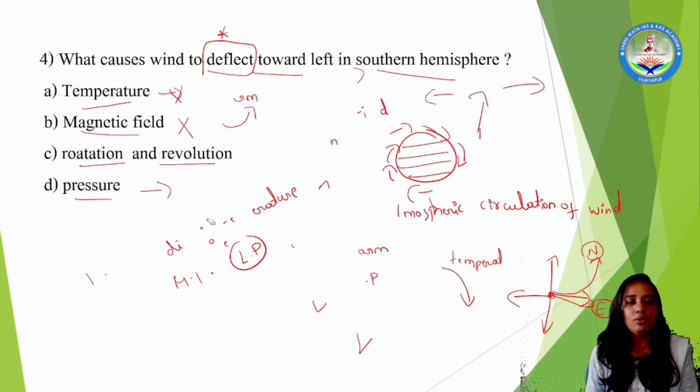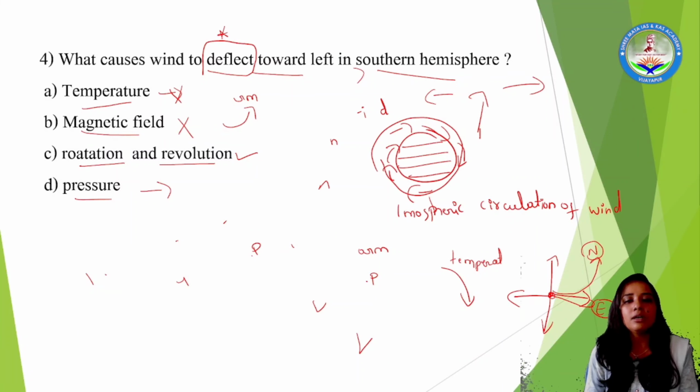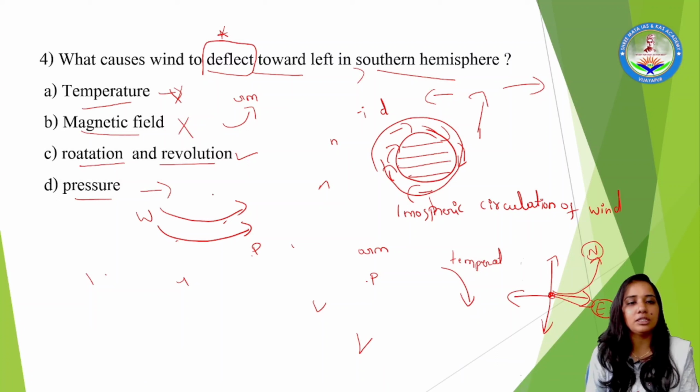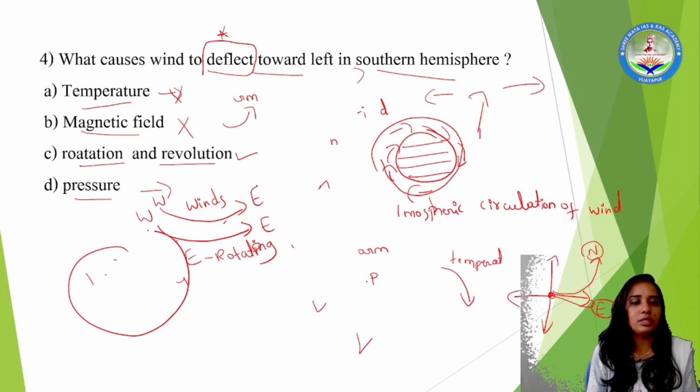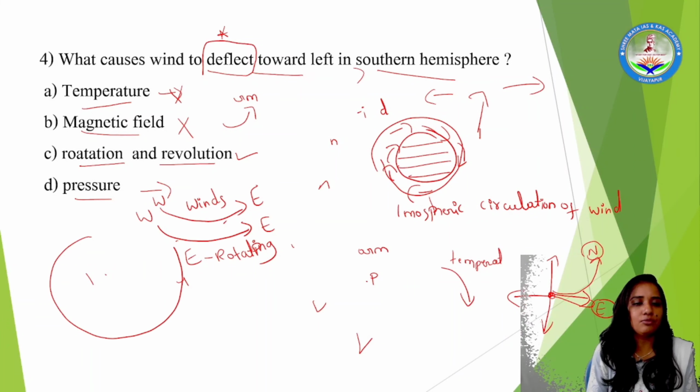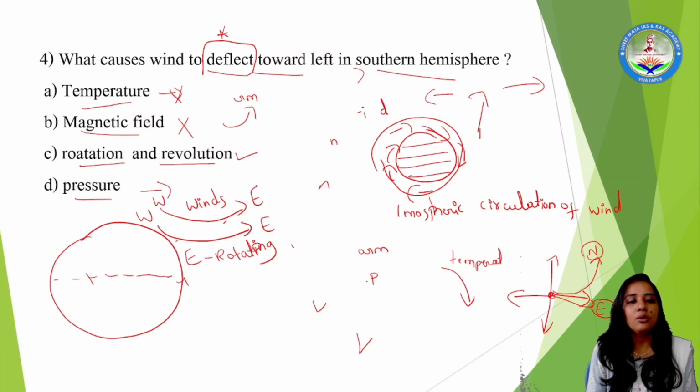Now coming to the one left out, rotation and revolution. Wind is traveling on the surface of the earth. The earth is rotating from west to east, and while rotating, the winds are also blowing from west to east. While traveling, some deflection is caused in both hemispheres, from the equatorial point. In the southern hemisphere, deflection of the winds will always be in the left direction, whereas deflection of the winds in the northern hemisphere will always be in the right direction.